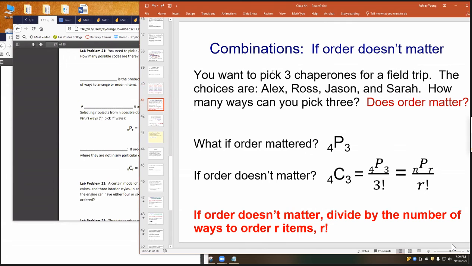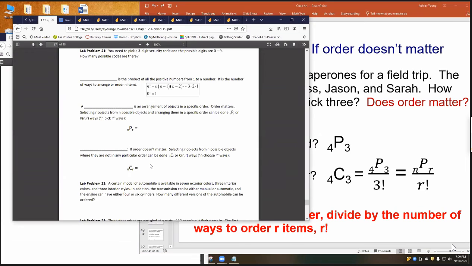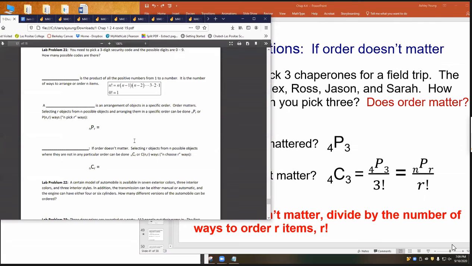So here is a shortcut for combinations. If order doesn't matter, you take your permutations, nPr, and divide by r factorial. That's it. That's what I would say here for your combinations. nCr is nPr divided by r factorial. So here I'd put nPr over r factorial.